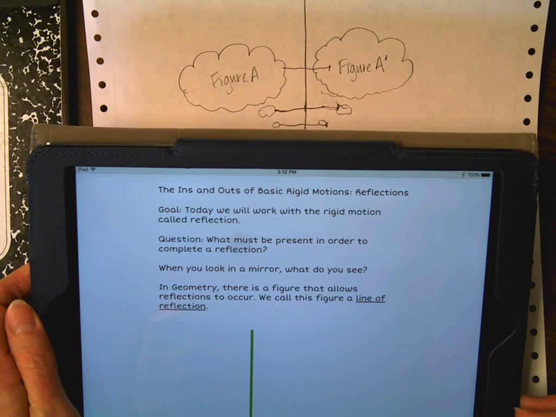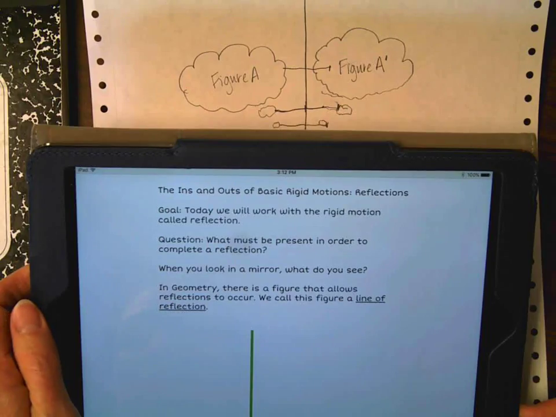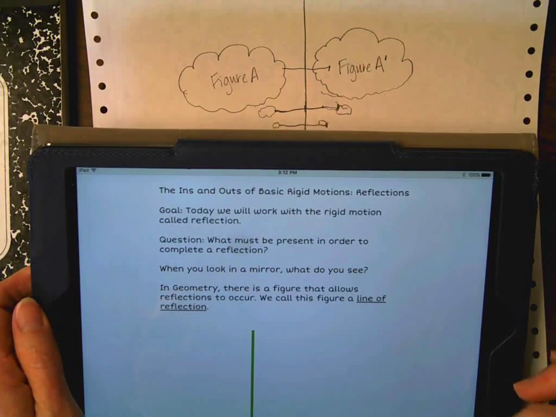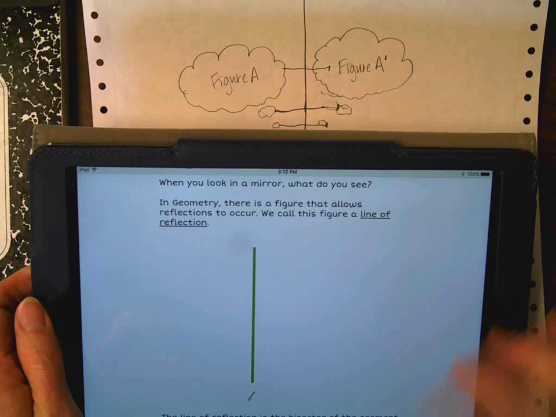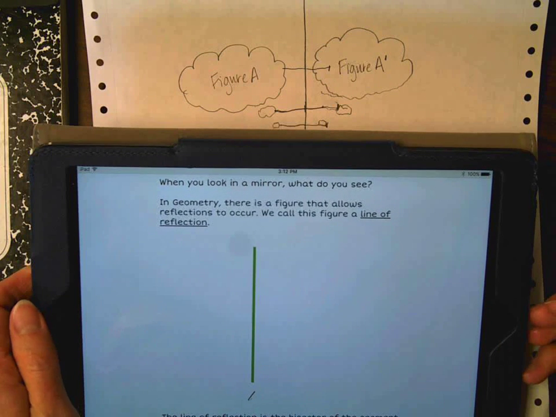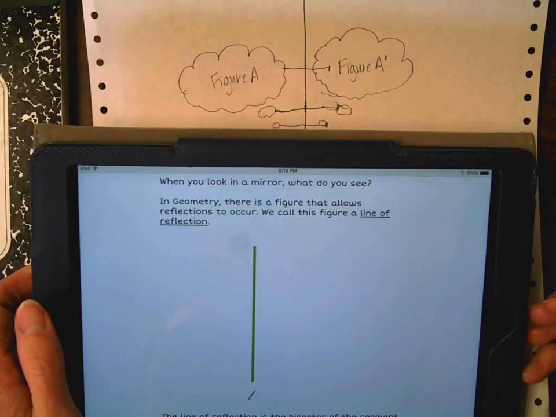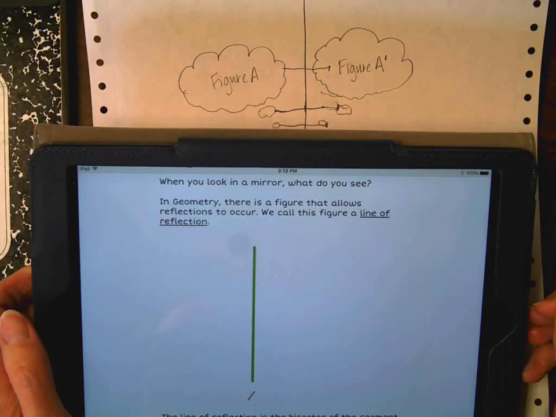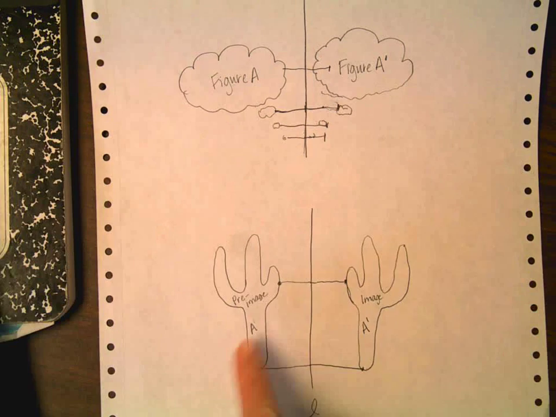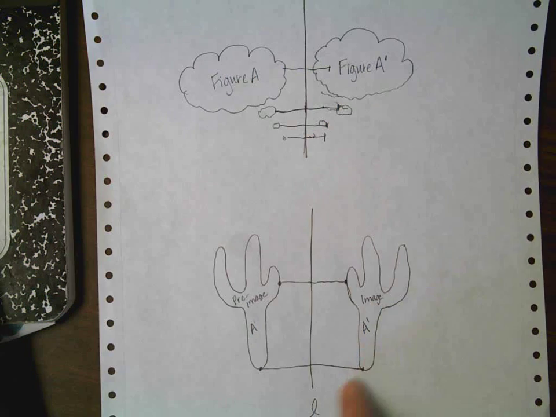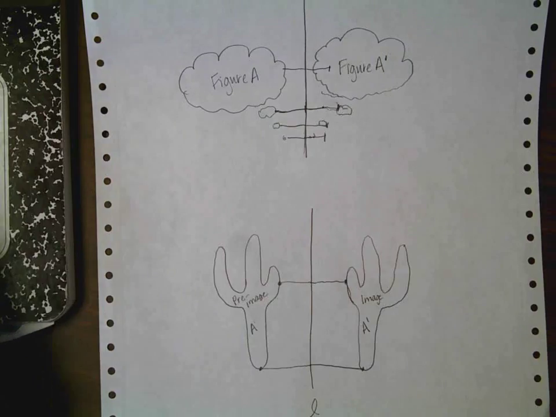Okay? All right, so now let's go back to our goal to make sure that we did it. So our goal today: today we will work with the rigid motion called reflection. What must be present in order to complete a reflection? Everybody, what must be present in order to complete a reflection? That is correct, the line of reflection. A line of reflection is the bisector of a segment between the figure and its prime. So here's the figure, here is its prime, and it cut it directly in half, like the picture shows.